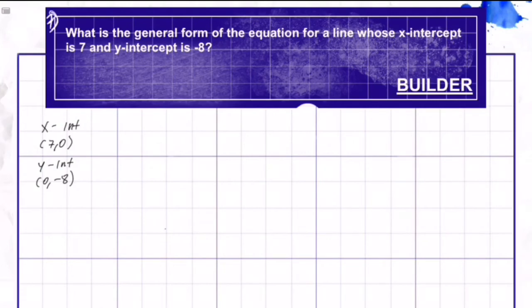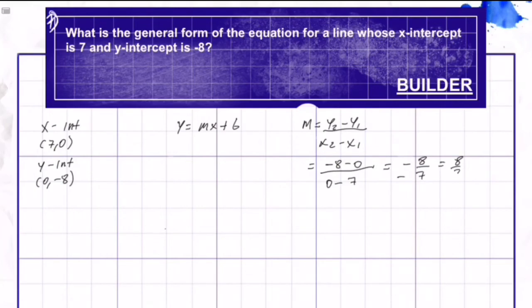For this example, we're going to use the standard form of the equation, y equals mx plus b. But first we have to find the slope with the formula m equals y2 minus y1 divided by x2 minus x1. Substituting in the equation, minus 8 minus 0 divided by 0 minus 7. We have that the answer is minus 8 divided by 7, negative, negative, positive, 8 divided by 7. So we have the slope.